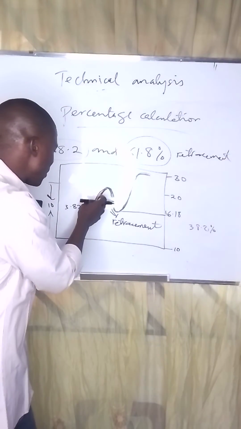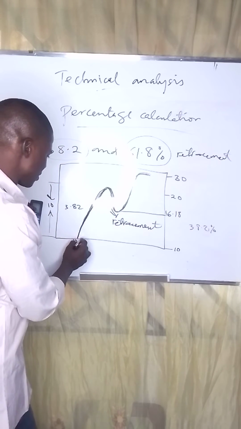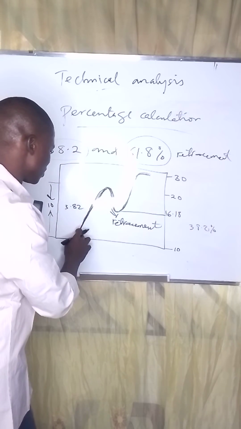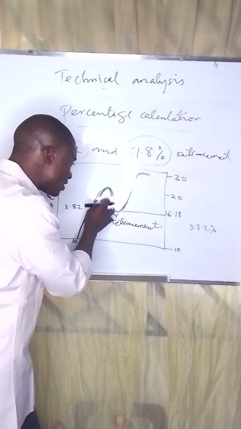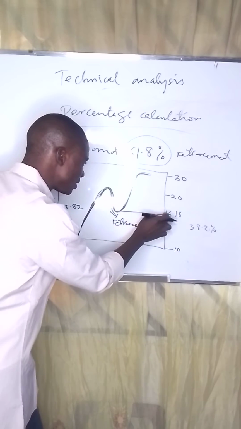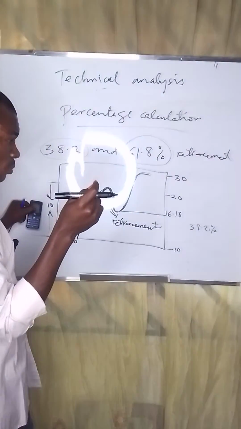38.2%. How many percent? That is 38.2% of 10. Let this 10 not confuse you. This is the starting price. So the price rose just $10. So if there is a retracement and it comes to this 16.8, this is 38.2% retracement, then it keeps going up.